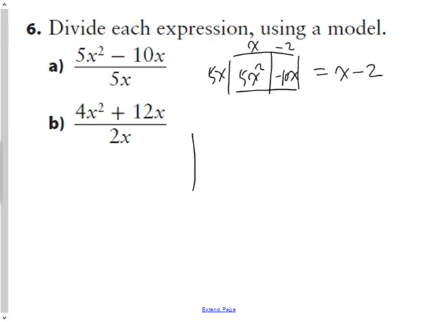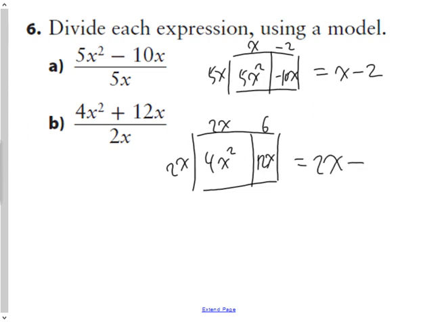Here, using the same area model, the area of this part of the rectangle is 4x squared. This is 12x. This is 2x. 2x times what is 4x squared? 2x times 2x is 4x squared. Conversely, you could have said 4x squared divided by 2x is 2x, or 12x divided by 2x is 6. You could also go backwards. Either way, you end up with a solution of 2x plus 6.